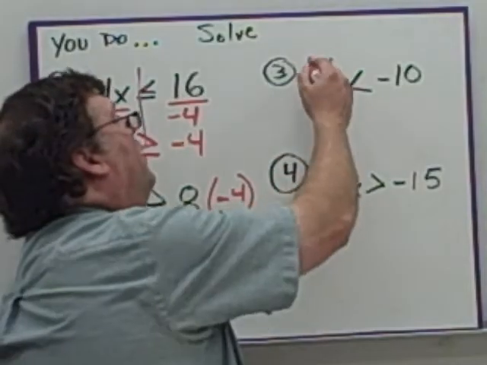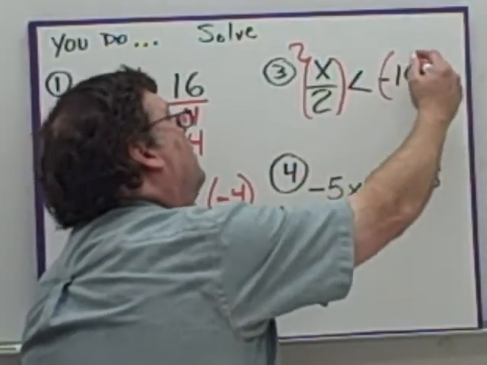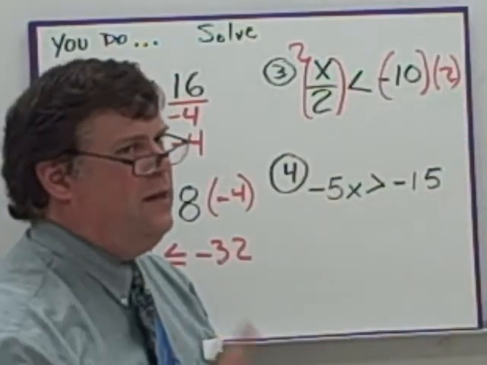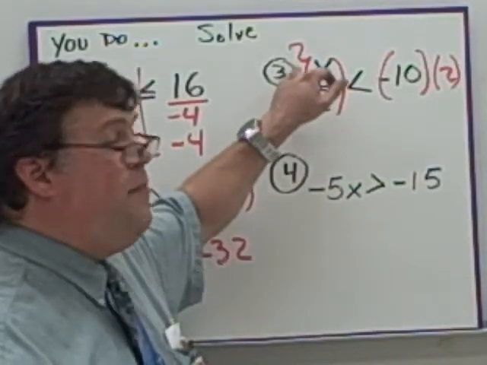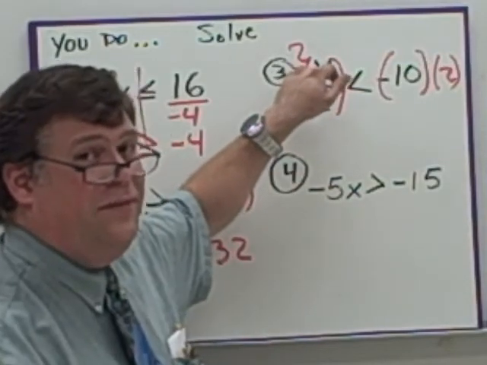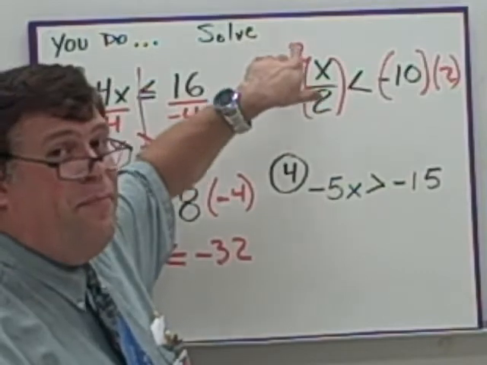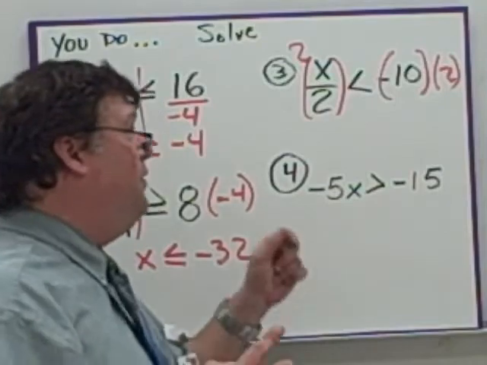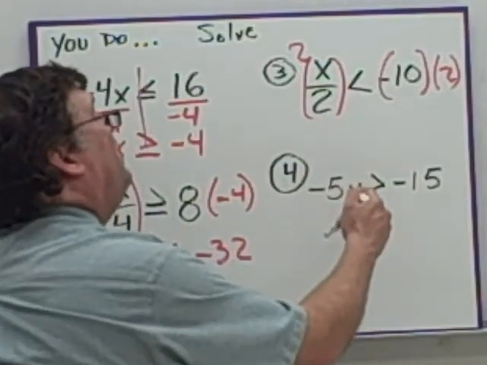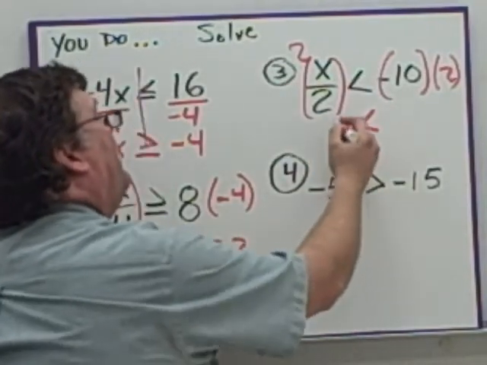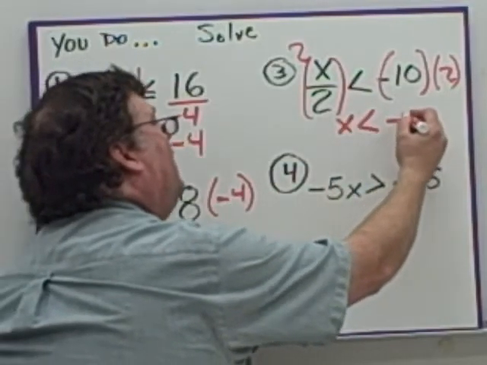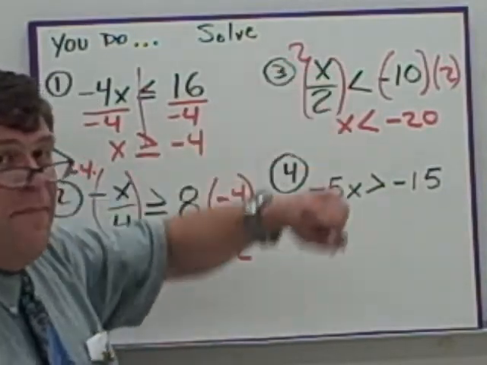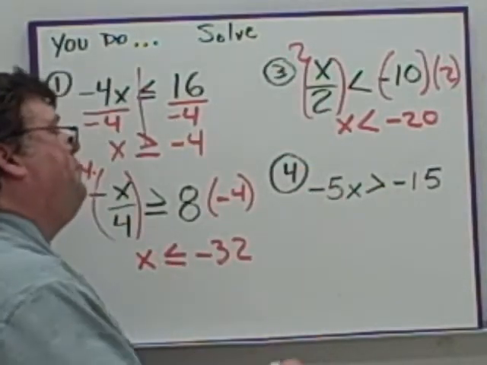Over here, I'm going to multiply by 2. Now, some of you may go, well, hey, look, there's a negative there. I'm multiplying by a positive number in the process of solving. It's what I'm multiplying by, not what I'm multiplying over here. I'm multiplying by the 2. The 2 is positive, so I do not need to flip this. This stays a less than. I get x is less than negative 20. You only have to flip it if you're multiplying by a negative in the process of solving.